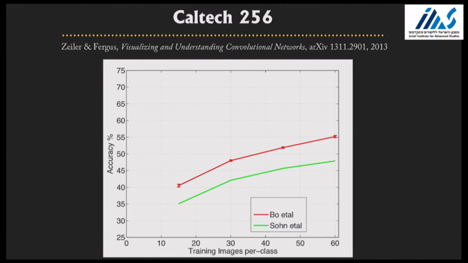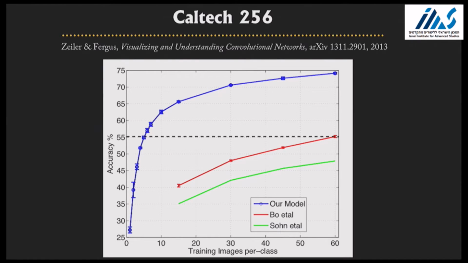You retrain the top classifier just using the Caltech 256 training data, and this is the kind of curve that you get. It's very impressive in the sense that with just 6 training examples, you're already beating the then state-of-the-art model, this was late 2013. So it's clear that the representation you've learned on ImageNet is generalizing to this other data set.